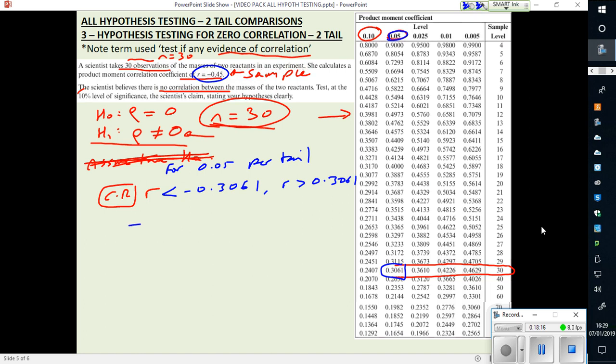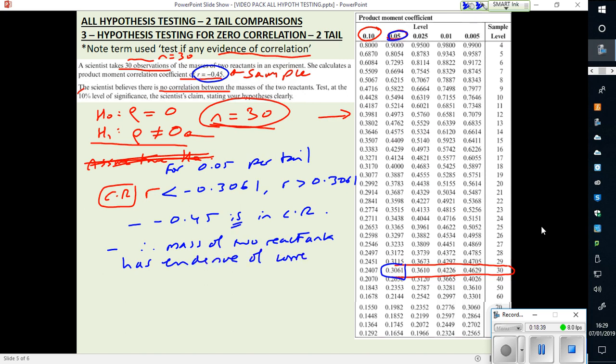So again, we have our conclusive step. Minus 0.45 is in the critical region. So therefore, we can infer from a context that the masses of two reactants have evidence of correlation. But we don't even need to say if it's positive or negative correlation, because H0 just said there is no correlation, but actually we found that there is some correlation. So therefore we say accept or reject H1. We're going to say accept H1, because it was in the critical region.